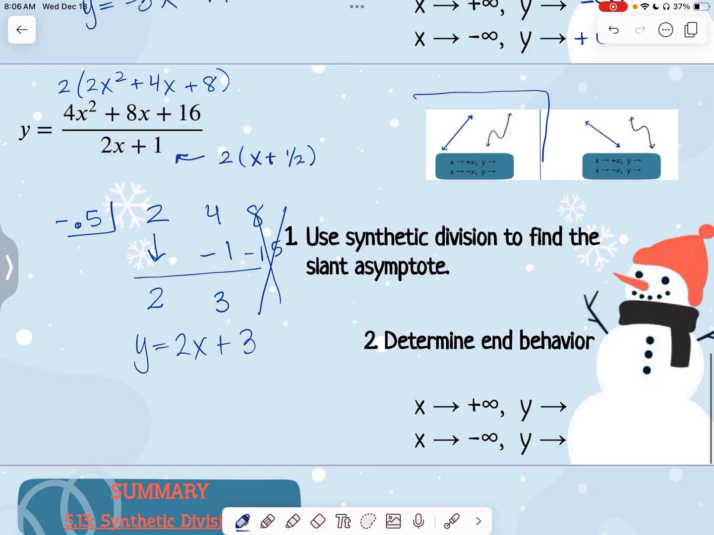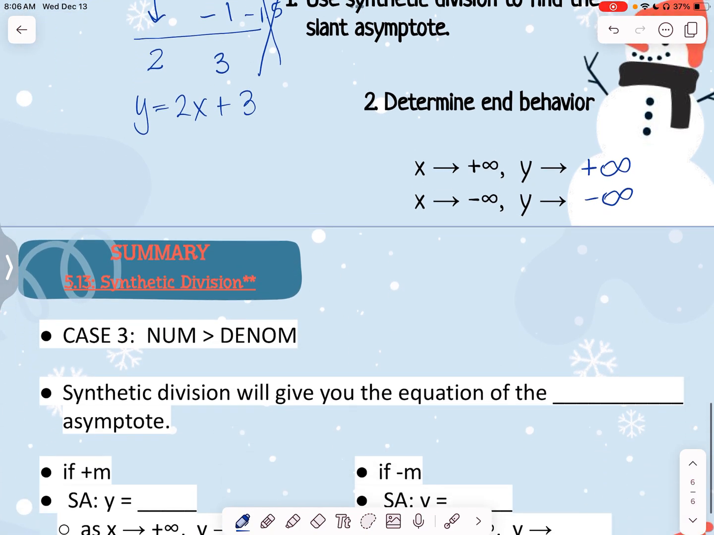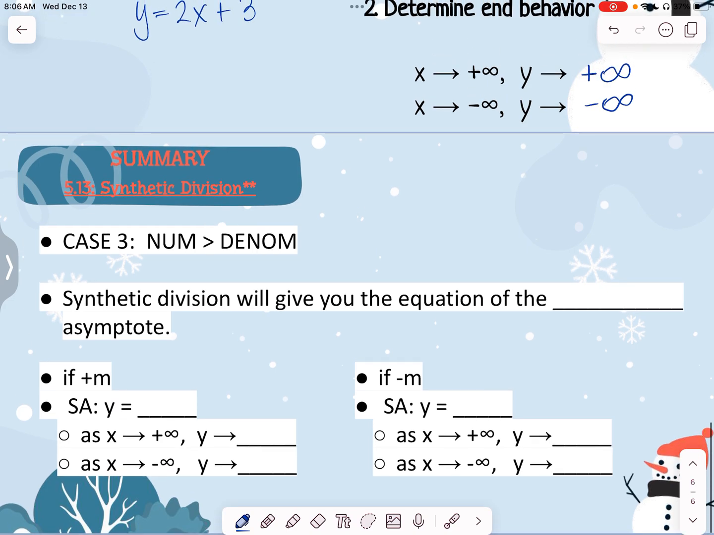Okay, so I am following this chunk right here where I have a positive leading coefficient. I go towards positive infinity on the right and negative infinity on the left. Okay. Our last slide is that slide where I kind of summarize everything. Of course, I would like you to watch this slide and verbally think about these as I go through them. Okay, our case number 3 is when the numerator is greater than the denominator. We use synthetic division to give us the equation of the slant asymptote.